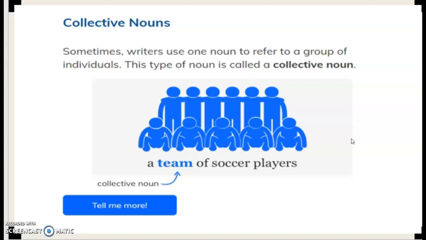Sometimes writers use one noun to refer to a group of individuals. This type of noun is called a collective noun, a team of soccer players. Tell me more. Don't mind if I do.